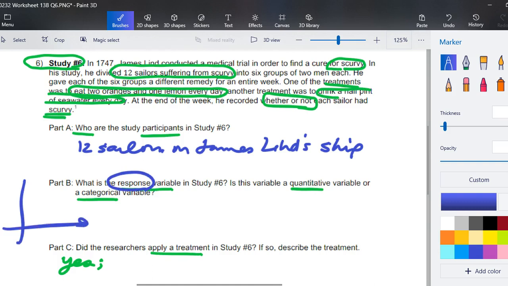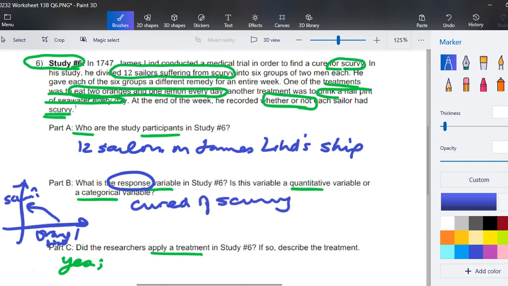And again, I like to look at it as X and Y. So they had some kind of treatment, like they had the oranges or they had the seawater, and then it resulted in, do you have scurvy or do you not have scurvy? So the response would be cured of scurvy. Either you were or you were not, and that lends itself to saying it's categorical. You either yes were cured or no you were not. You went into one bucket or the other.